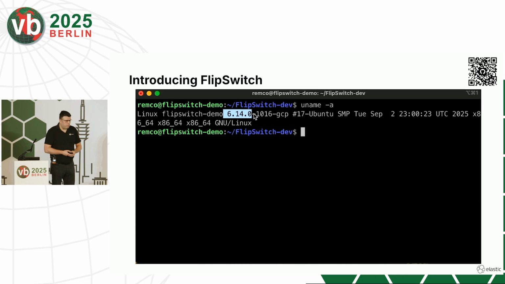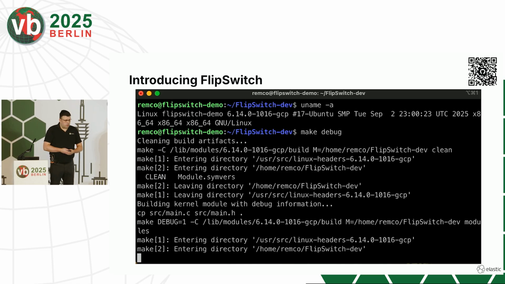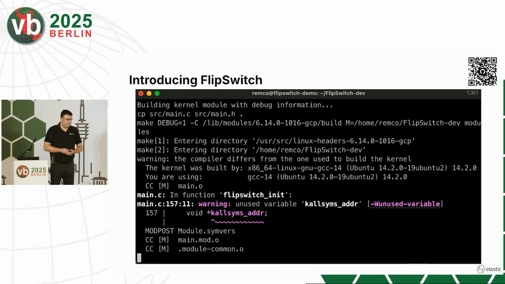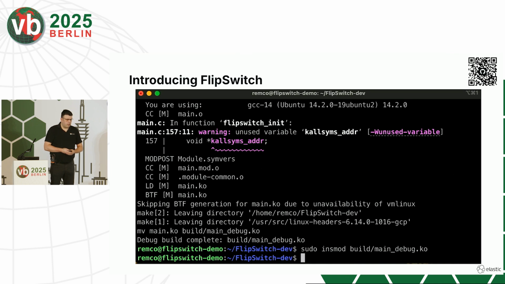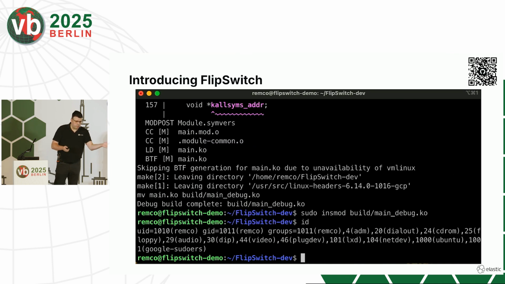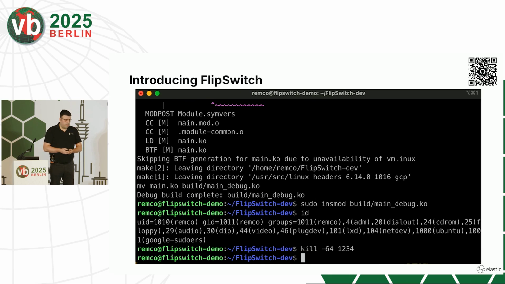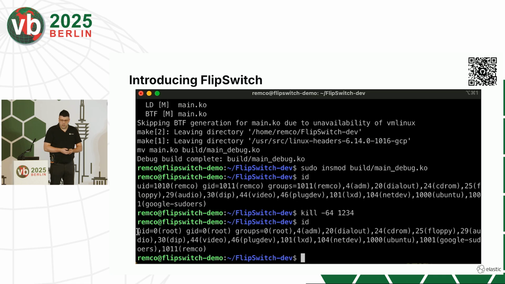Now, in order to prove that it works, this is a system with a modern kernel, 6.14. We compile a debug version of the FlipSwitch rootkit. We then insert it into the kernel. Then I show you that at this time I'm not root. I have a lot of groups, but not root. I'm using the kill 64 to elevate myself to root, and now I have root.